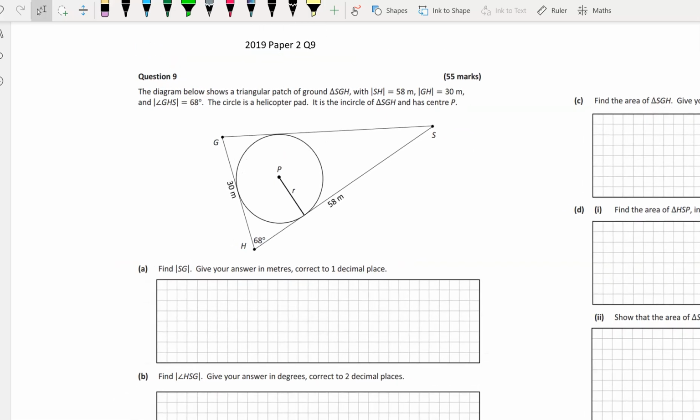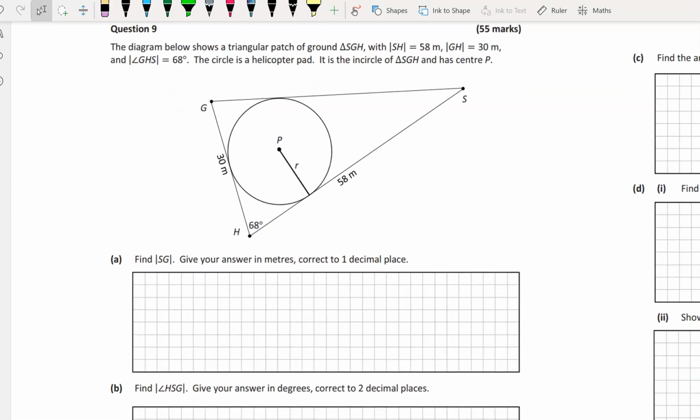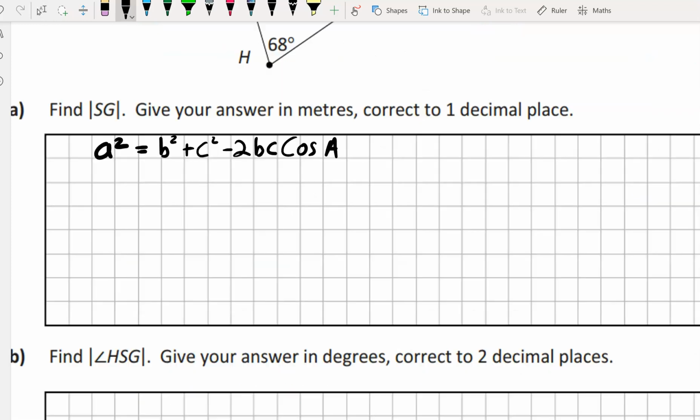2019, Paper 2, Question 9. Part A, find the distance from S to G. As we can see in the above triangle, it's a non-right angle triangle. So we're going to use sine rule or cosine rule. Here we're going to use cosine rule.